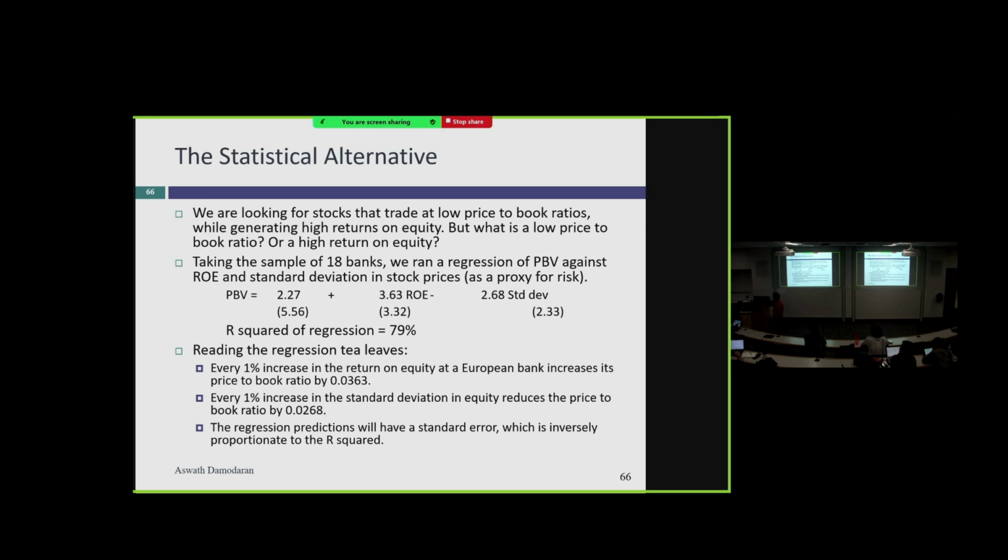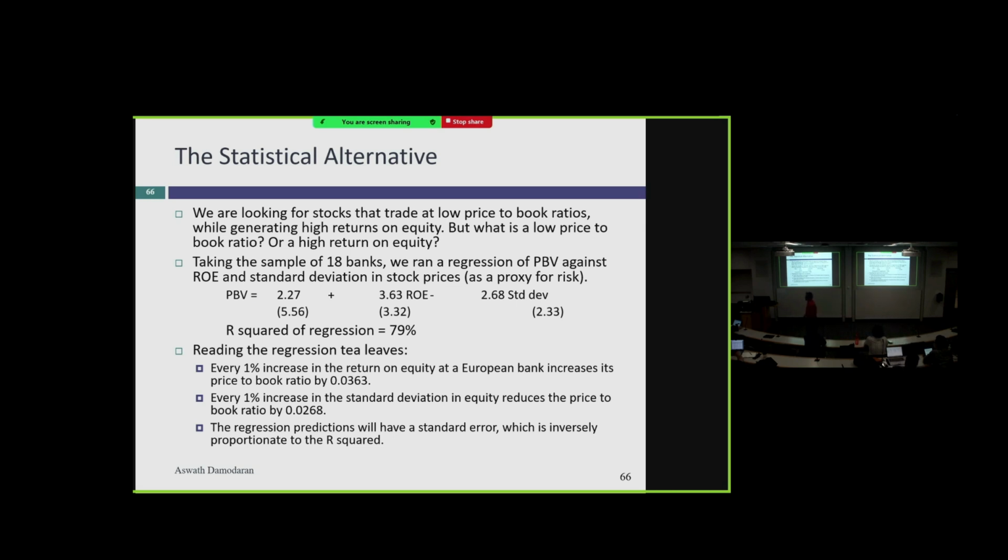Every 1% increase in return on equity increases my price to book ratio by 0.0363. So basically, higher return on equity banks have higher price to book. And higher standard deviation in stock prices goes with lower price to book ratios. The R squared, 79%. So a lot of the variation in this sector can be explained.